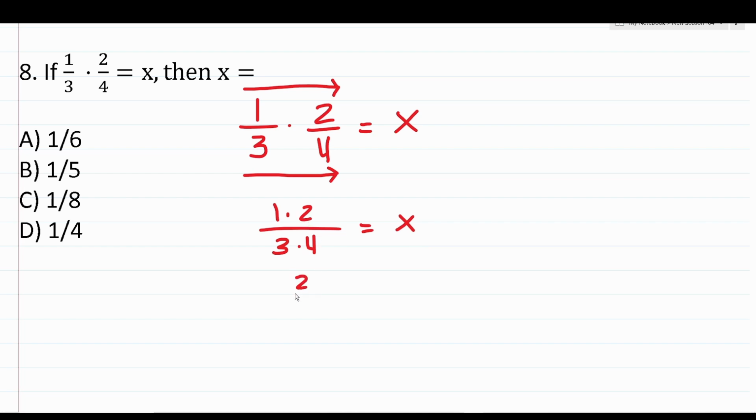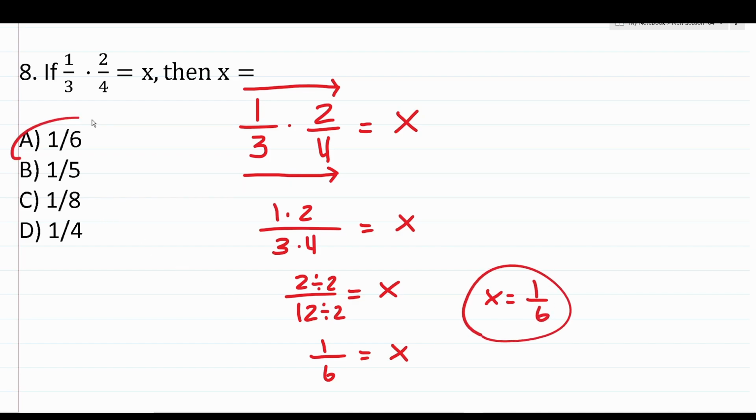1 times 2 is 2, 3 times 4 is 12. So this is x equals 2/12. Of course, that's not one of our answer choices because we can reduce this. More specifically, we can divide 2 and 12 by a common factor of 2. 2 divided by 2 is 1. 12 divided by 2 is 6. So x in this case is 1/6, which is answer choice A.